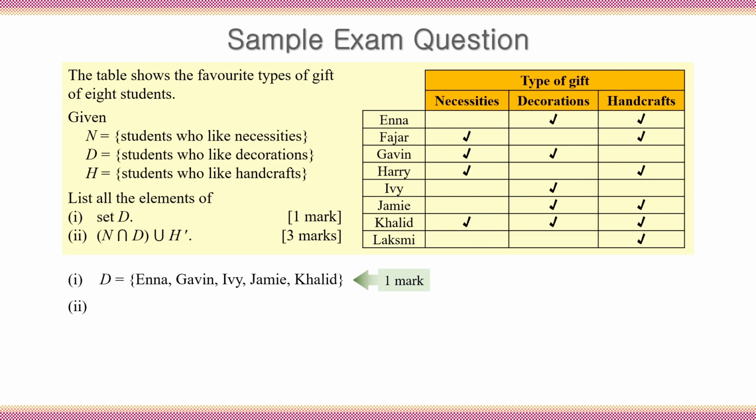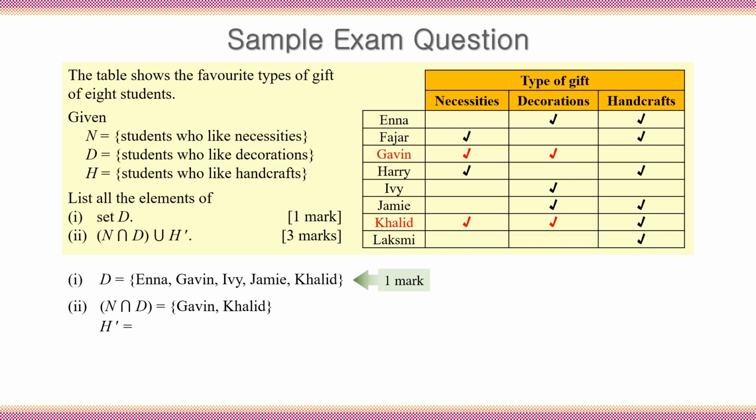Now, for sub-question 2, intersection is involved, union is involved, we have brackets, we also have the symbol that shows the complement. Let's solve the brackets first. The intersection of sets N and D are the students who like necessities and decorations as gifts. That are Gavin and Khalid.